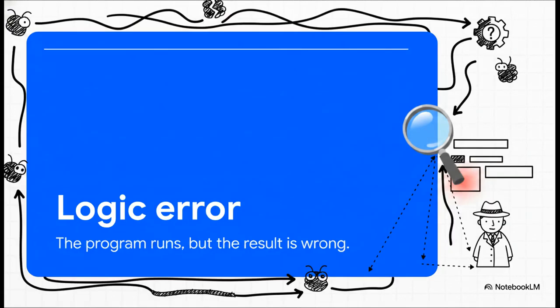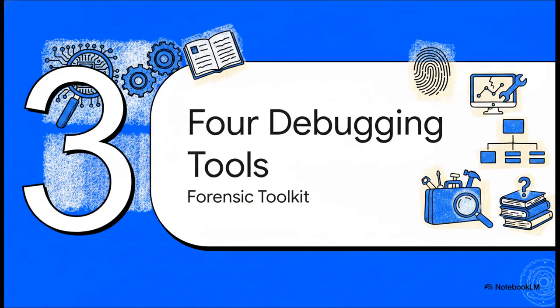And finally, the stealthiest suspect of the bunch, the logic error. What's really interesting here is that there is no crash. The program runs perfectly smoothly from start to finish, but the final result is completely wrong. These are incredibly tricky because the computer thinks everything is absolutely fine. Catching these little stealth bugs requires real, careful observation to find exactly where the logic went off the rails. So how do we catch them?